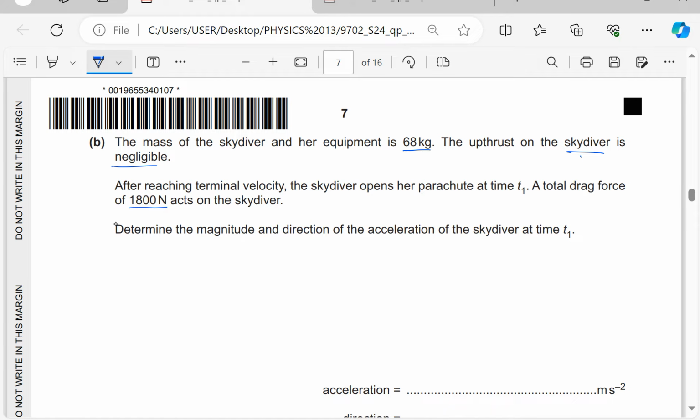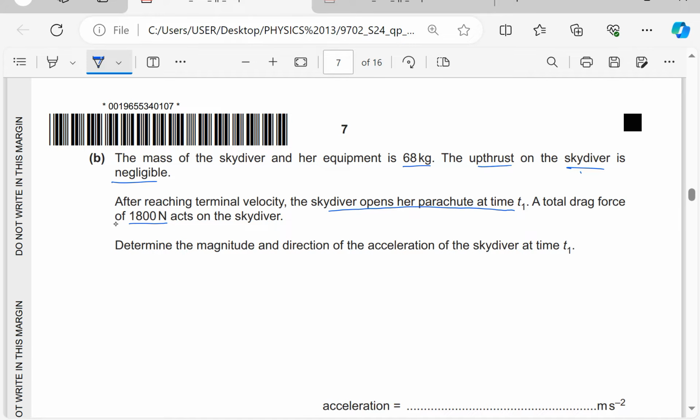Okay, so because the skydiver opens her parachute at time t1 and the total drag force of 1,800 newtons acts on the skydiver, then I will just use a simple sketch here. Remember, the upthrust was negligible, so remember the forces which we expect to be acting on the skydiver when it's falling. We have the weight downwards, we have the upthrust, which is approximately 0 because it's negligible, and we also have the drag force, I'll call it FD, upwards. But at terminal velocity, of course, upthrust plus the drag force should be equal to the weight downwards.